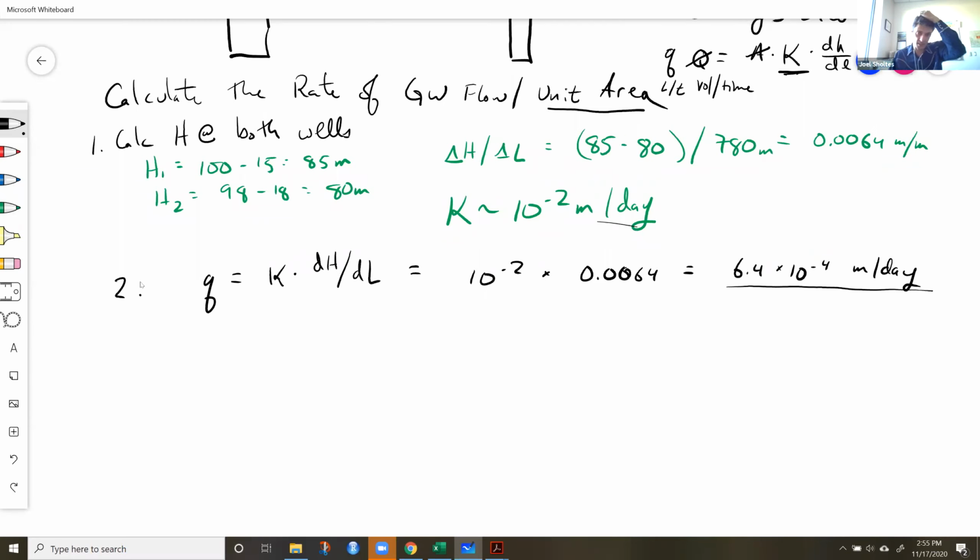Again, we had to assume a hydraulic conductivity. We could look at, for example, if we said this was more sandy loam and it had a hydraulic conductivity of 10, so K sand is equal to 10 meters per day, then we would have gotten a much different answer, 6.4 times 10 to the negative 2 meters per day. So you look at the sensitivity of this calculation to the hydraulic conductivity. Any questions about that?